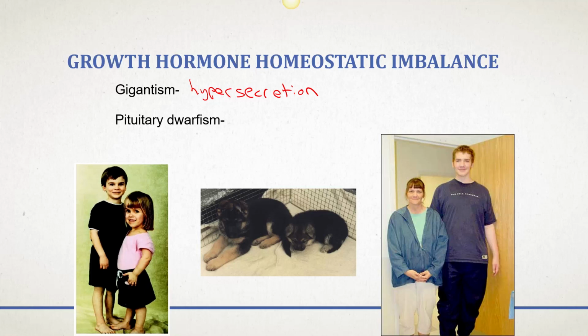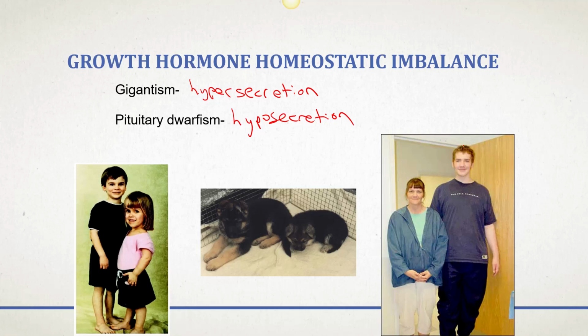This is mostly due to a tumor in the pituitary gland, and this is pretty serious. Comes with a lot of very serious and life-threatening conditions, including like high blood pressure. Sometimes enlargement of the heart leads to heart failure at a very young age. So it's a very dangerous thing to deal with when you have gigantism. The pituitary dwarfism is hyposecretion of growth hormone before age 25.